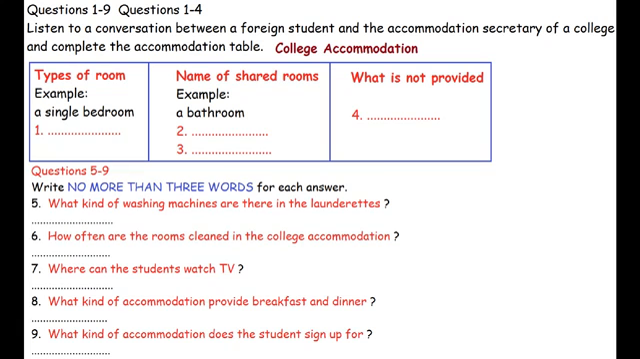Section 1. You will hear a conversation between a foreign student and the accommodation secretary of the college at which he has enrolled. Listen to the conversation between the student and the accommodation secretary, and complete the accommodation table. Write no more than 3 words or numbers for each answer. Look at questions 1 to 9 now.